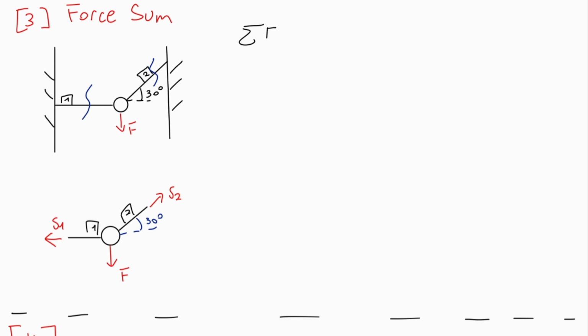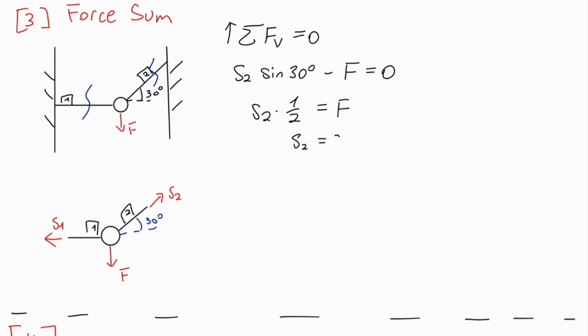So sum of forces vertically is going to be 0, right? And for now, let's just define upwards as positive. Again, it's arbitrary. So S2 points up. The component that points up is sine 30 degrees, right? Minus F, negative because F points downwards, and that has to sum to 0. Again, we have a static system. Static systems are in static equilibrium, so it equals 0. So sine of 30 is 1/2, so S2 times 1/2 is equal to F. S2 is going to be equal to 2F.